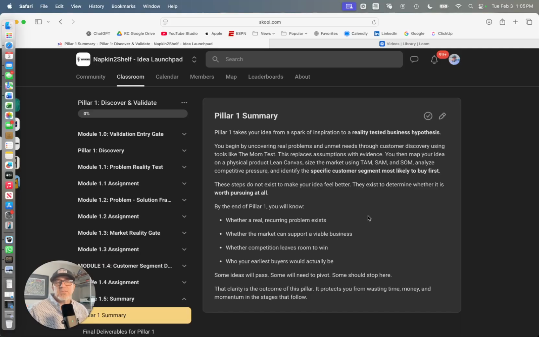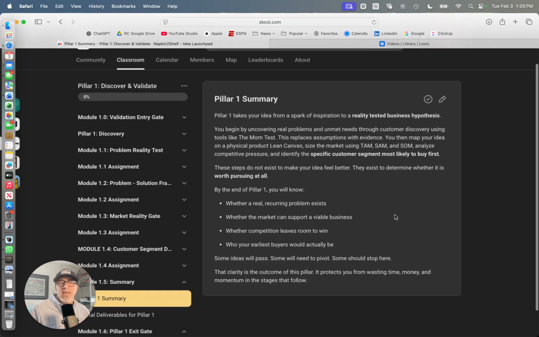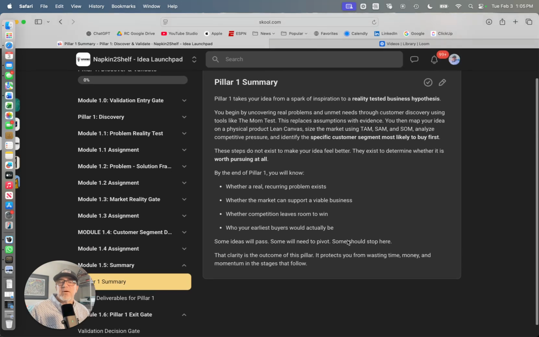By the end of this pillar, you'll know whether a real recurring problem exists, whether the market can support a viable business, whether competition leaves room to win, and who your earliest buyers would actually be. Some ideas are going to pass. Some will need to pivot, and some should stop here. That clarity is the outcome of this pillar. It protects you from wasting time, money, and momentum in the stages that follow.